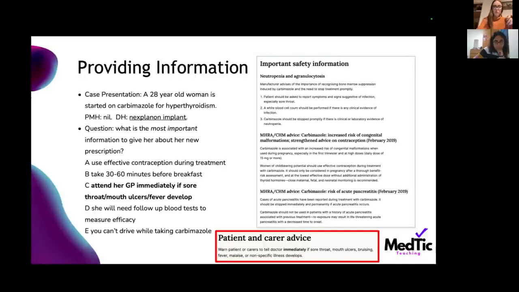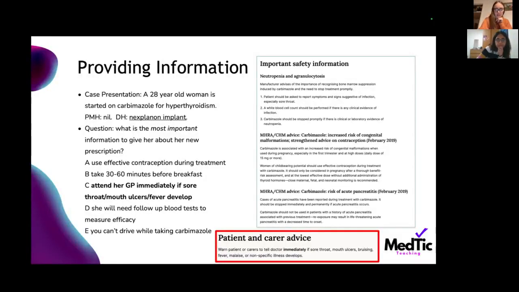Okay. Option B, take before breakfast, is actually for levothyroxine, so for hypothyroidism. D is true. They will sort of measure to see if it's working, but it's not as important safety information as C. And E, I completely made up.